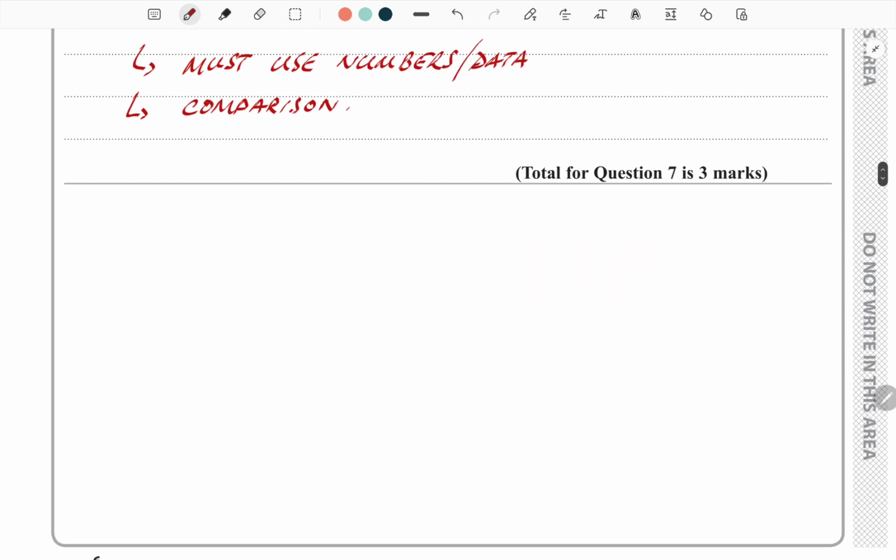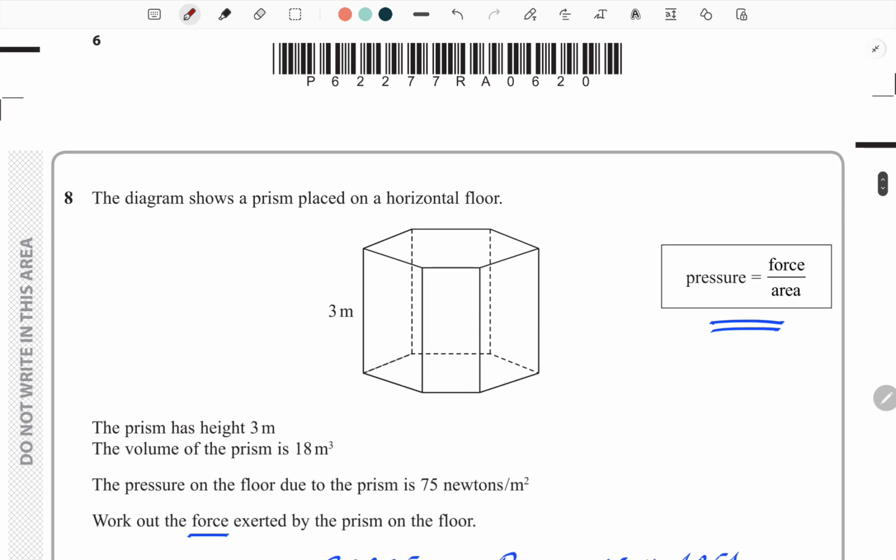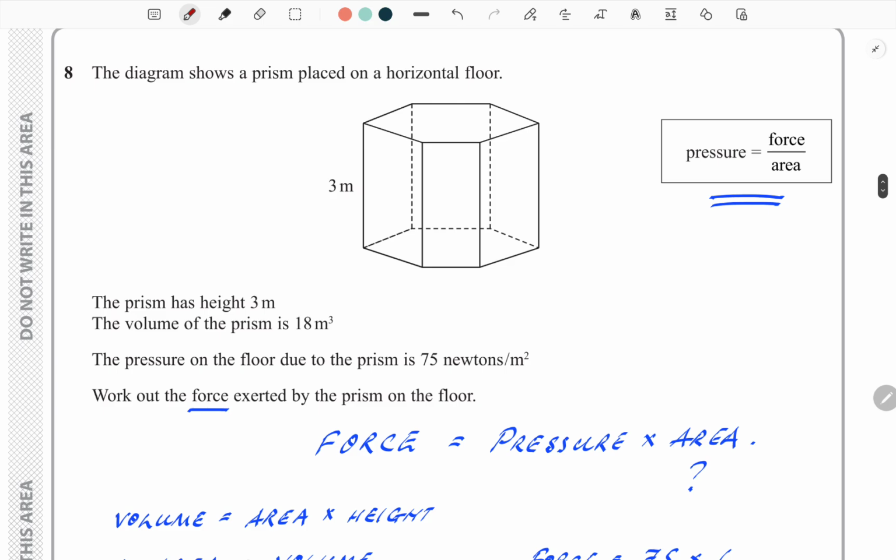So next question, number 8. Now they've given a strange shaped prism. It turns out to be a hexagon and possibly not even of a regular shape. But anyway, they've put a formula on the right hand side. So obviously you're going to need that in the question, so pay particular attention to that. Then they've given you some data.